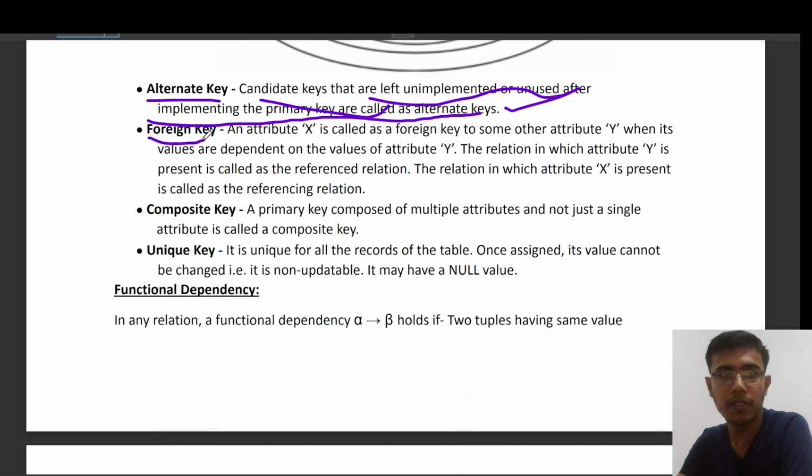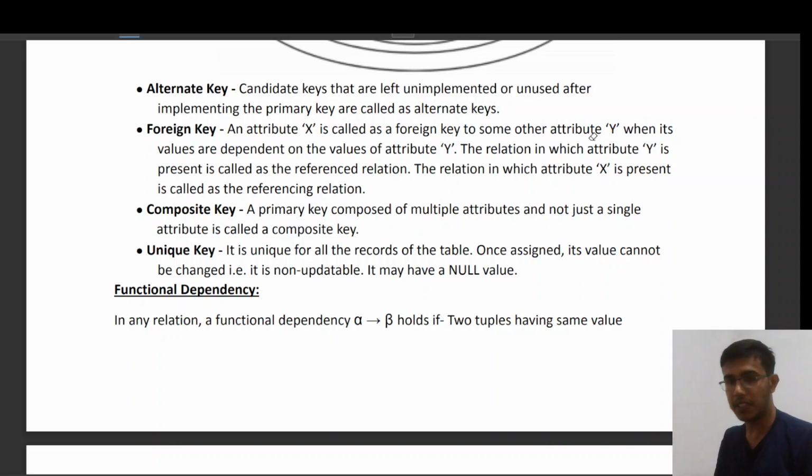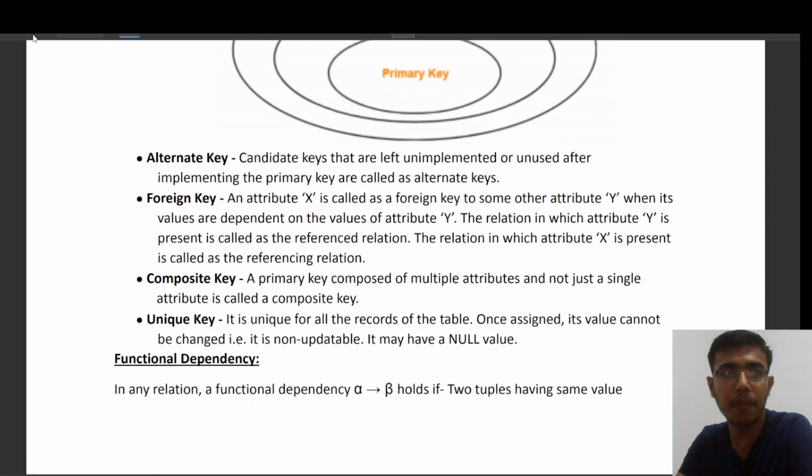Foreign keys. An attribute X is called a foreign key to some other attribute Y when its values are dependent on the values of attribute Y. Did you understand primary key? The primary key is created by the database designer when they create the database. It can never be null. So primary key: never, never, ever be null, right? The next thing is alternative key. So candidate key, foreign key.